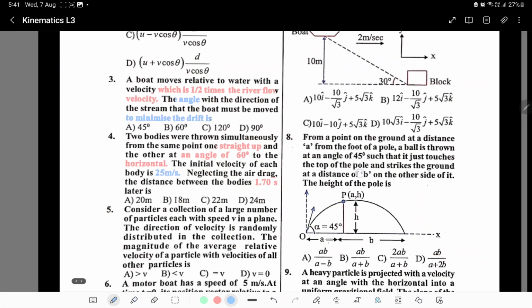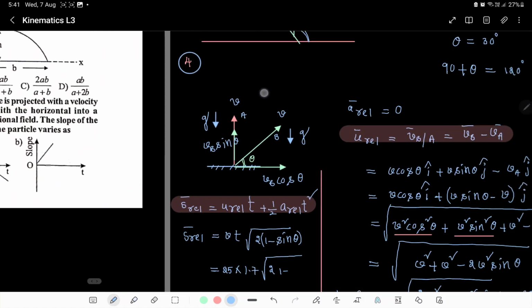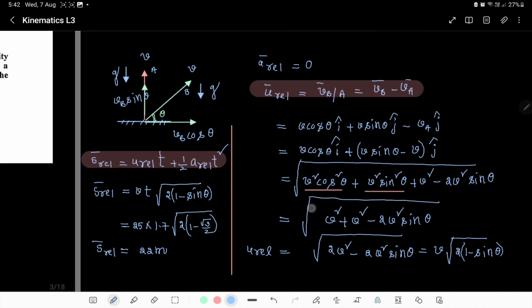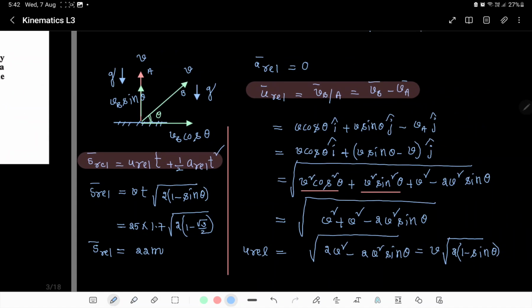What is the value of sin theta? Theta is 60 degrees, so sin 60 is root 3 by 2. Do this calculation to get the answer, which will be approximately 22 meters, right? Do it. That is the problem. Hope that's clear.